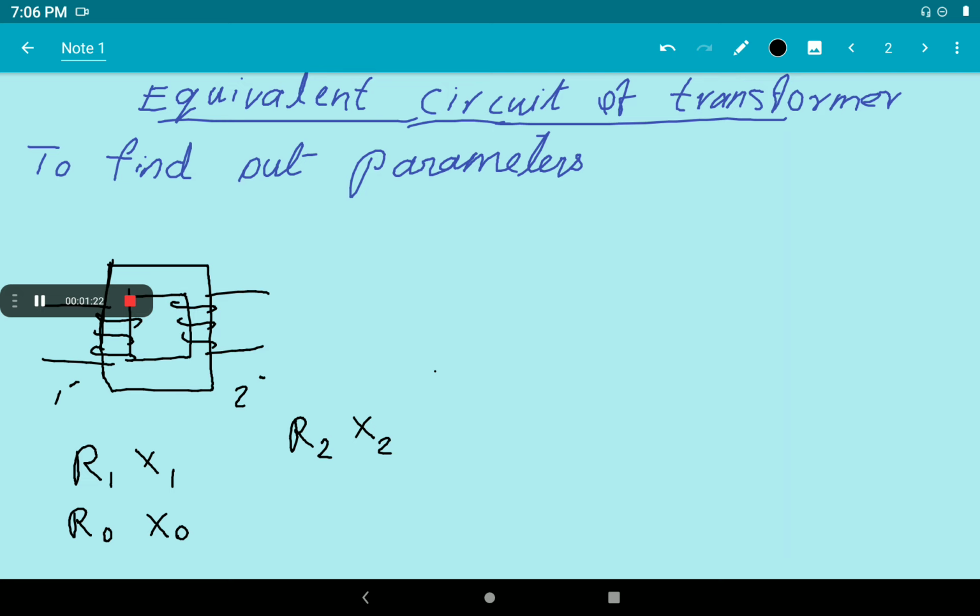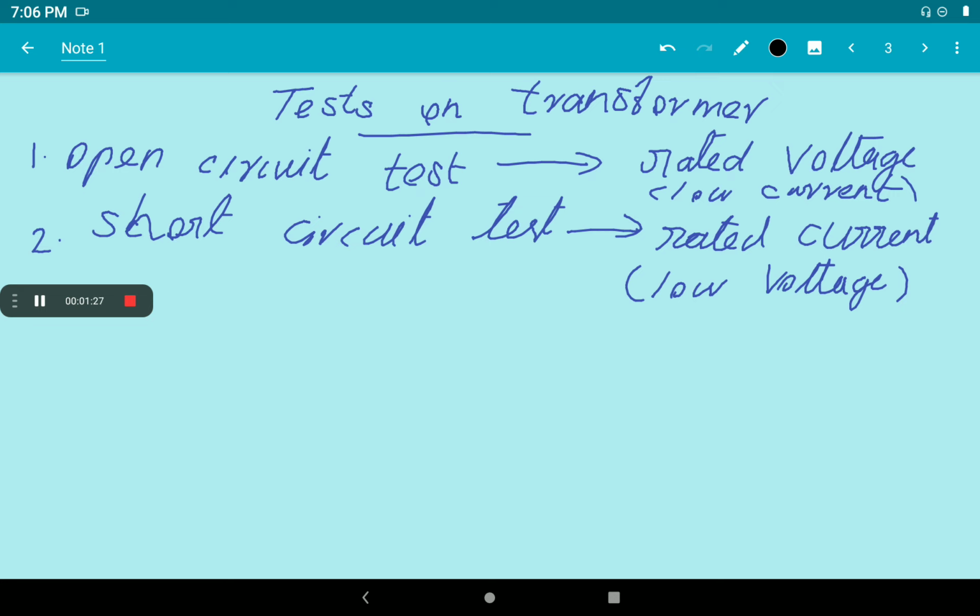For determining these parameters of a transformer, we use two tests. The electrical equivalent circuit parameters of a transformer can be obtained from the open circuit test and the short circuit test. These tests are very convenient and economical because we can collect the required information without actually loading the transformer.